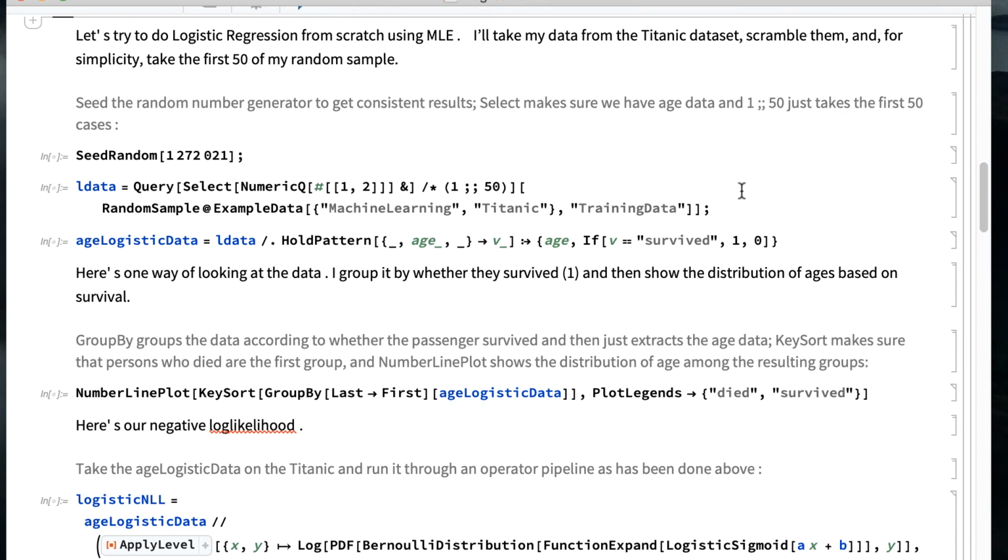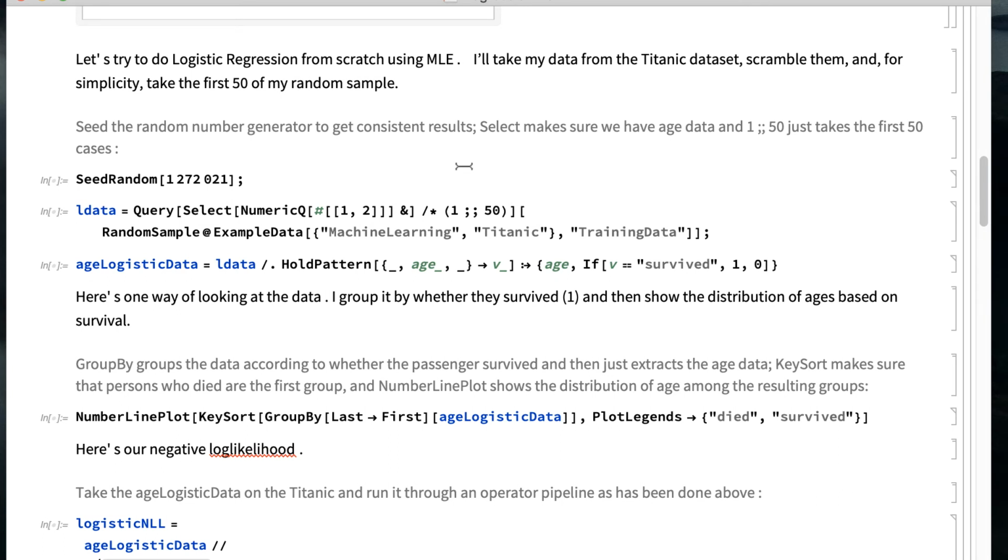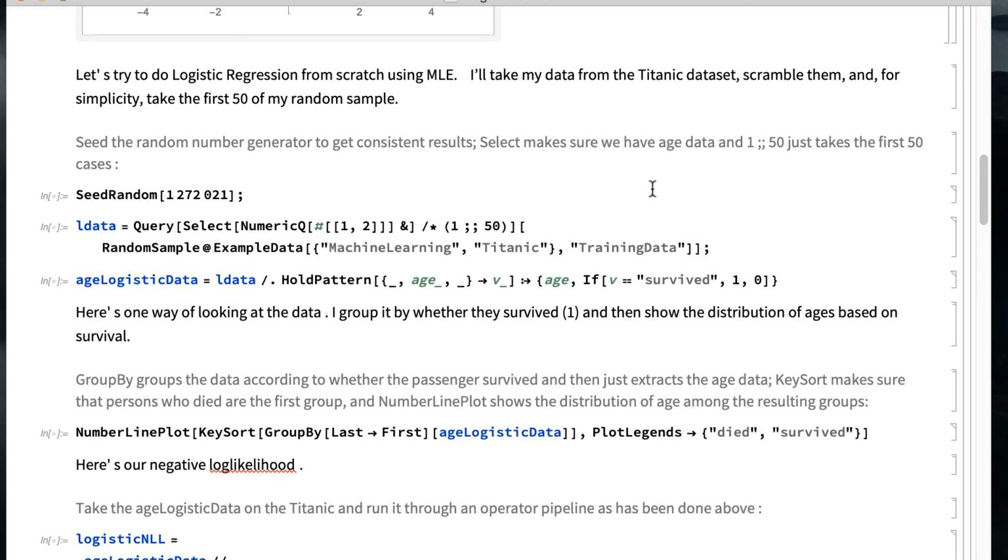Just as I did with linear regression, where I kind of started from scratch, I want to start from scratch with logistic regression using a maximum likelihood estimator. So I'm going to take data from the Titanic data set. I think we've seen it before, but it basically talks about the fates of the passengers on the Titanic.